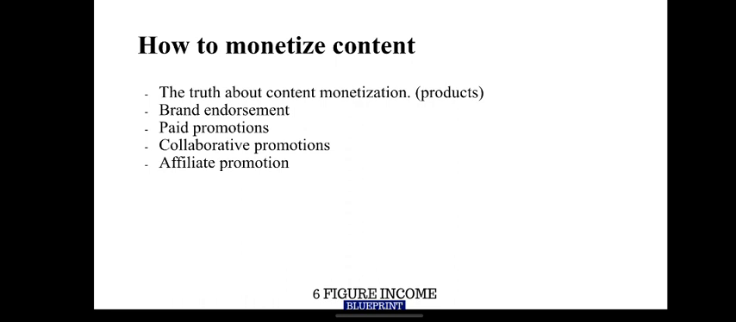And what can a product be? It can be an ebook, it can be a video program, it can be an audio program, and you put a price tag on it. Then people pay for it. It's so easy. Second way to monetize your content is brand endorsement.